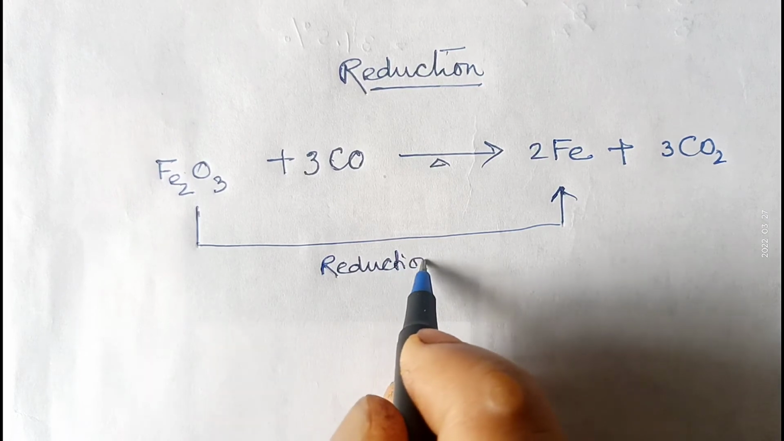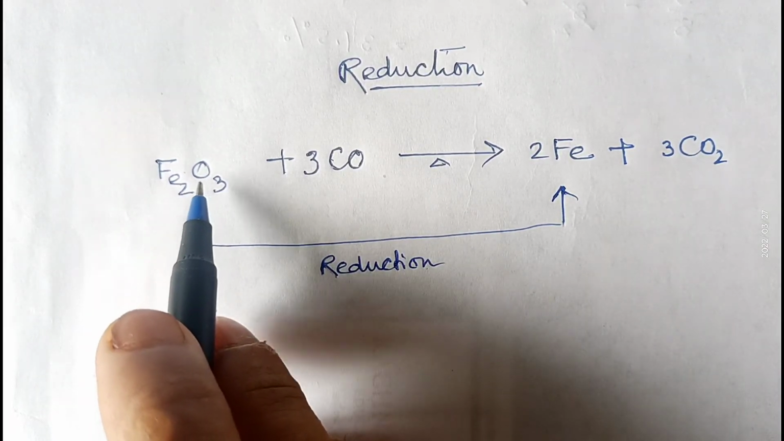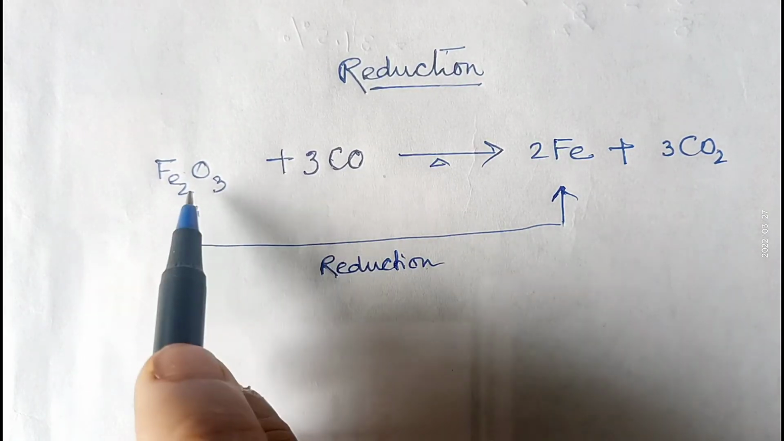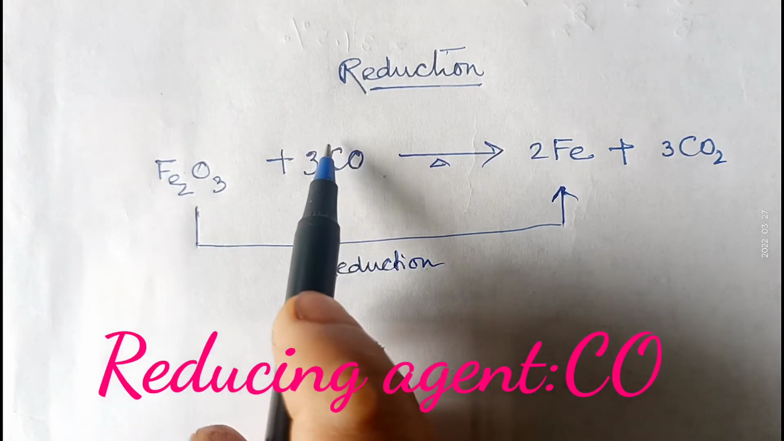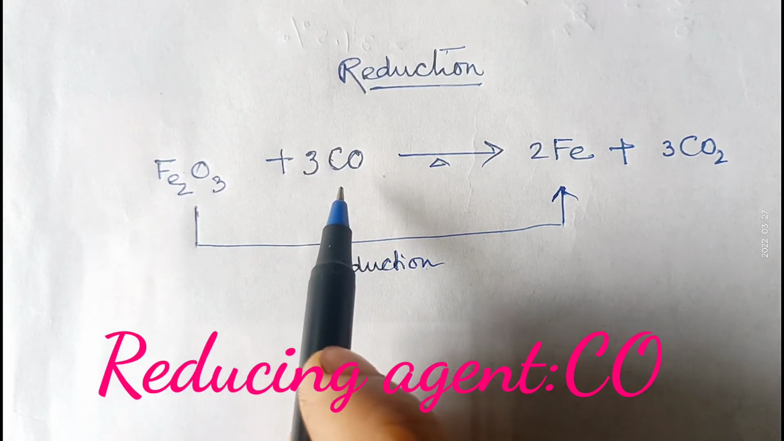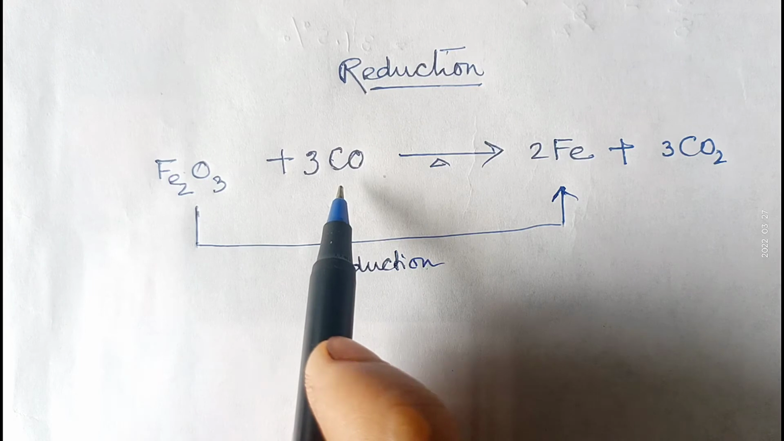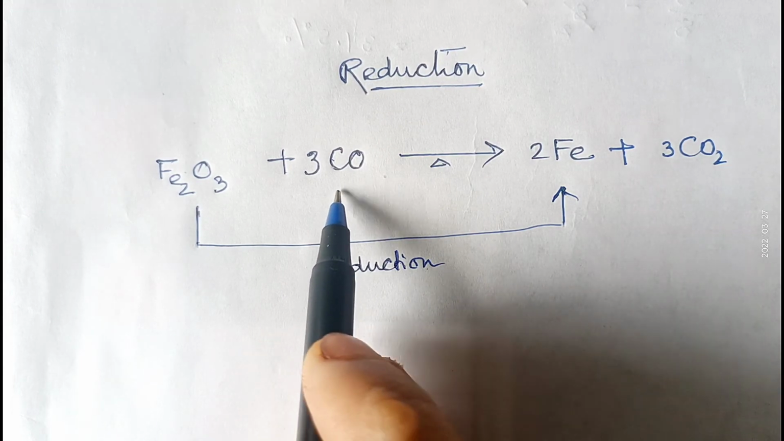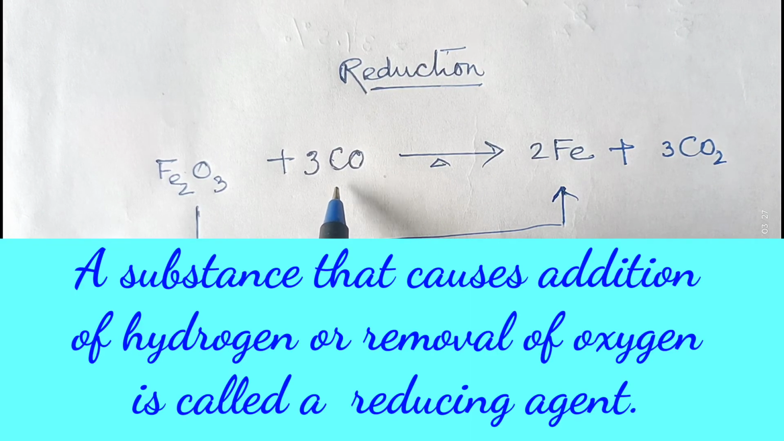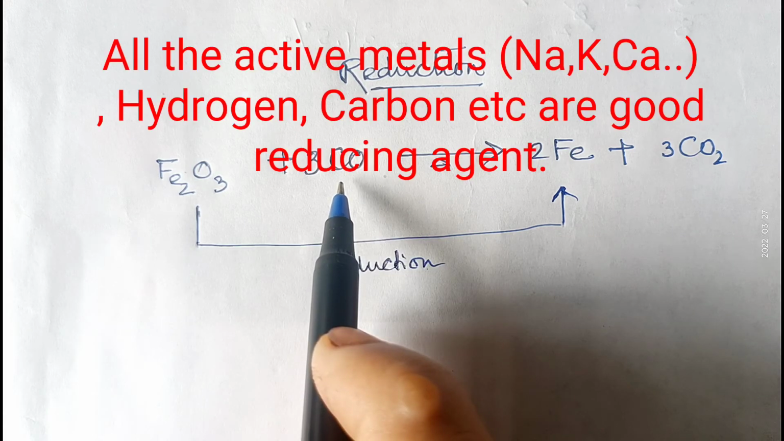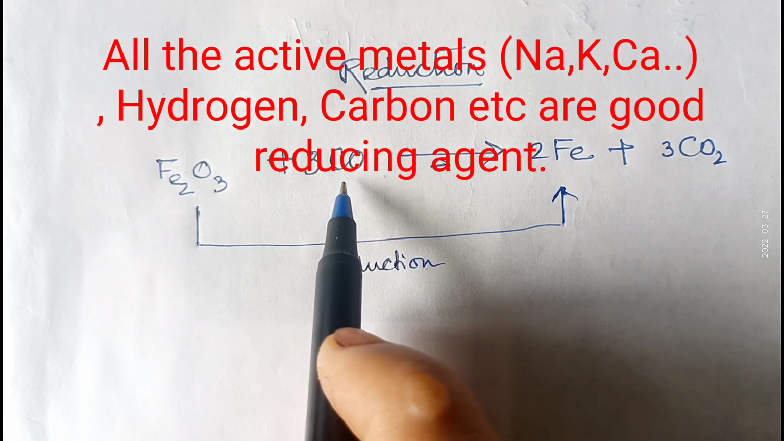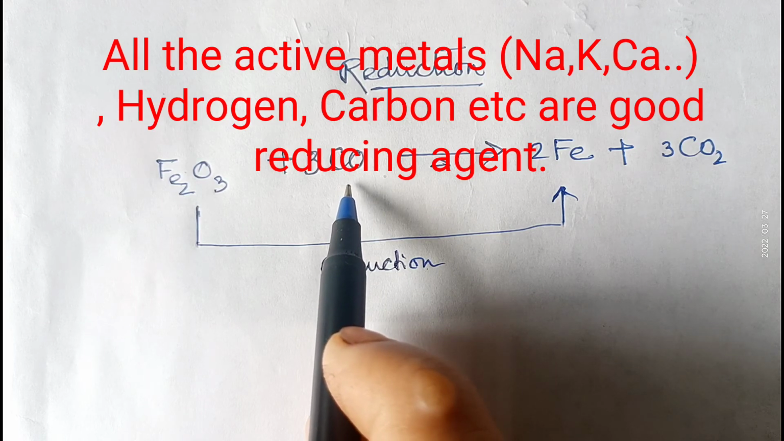This part is reduction. So removal of oxygen is reduction, and since this reaction has occurred because of the presence of carbon monoxide, so this is the reducing agent. So we can say the substance that causes the addition of hydrogen or removal of oxygen is called a reducing agent. This carbon monoxide is one reducing agent. All the active metals like sodium, potassium, calcium, hydrogen, carbon, these are excellent reducing agent.